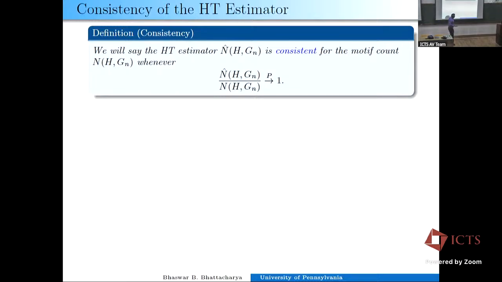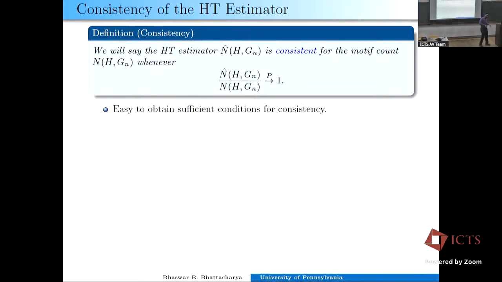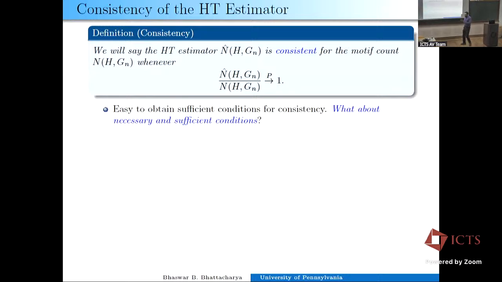Now, to find some conditions on when it is consistent is easy. You just compute the variance. It will give you something. That's a basic concentration result. But we want to find the right condition, a condition that is kind of tight.